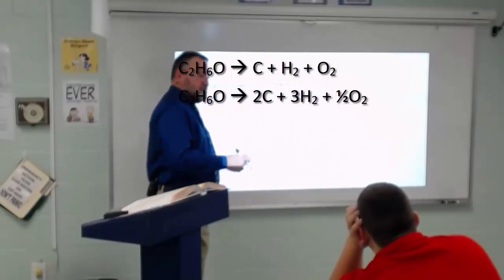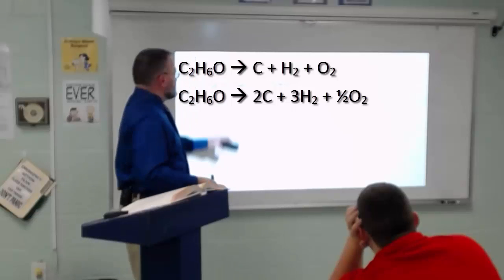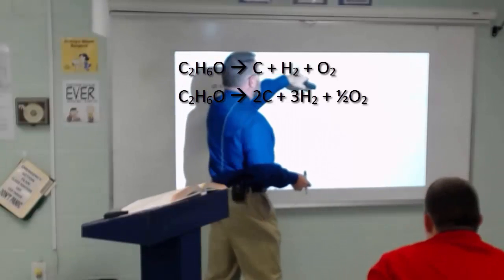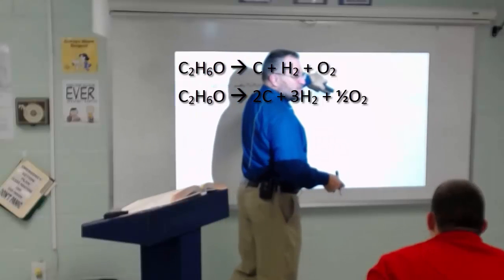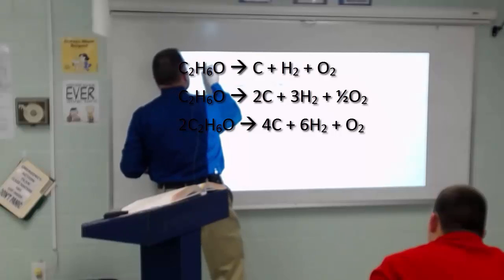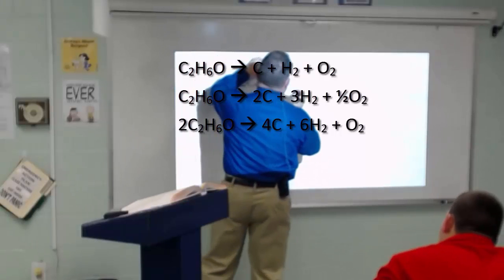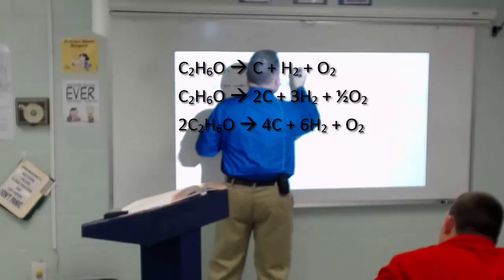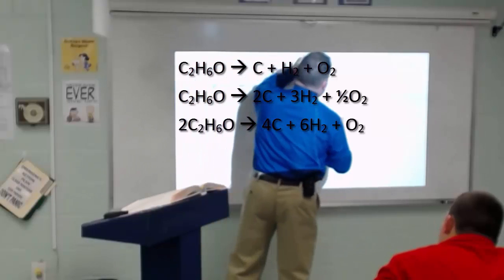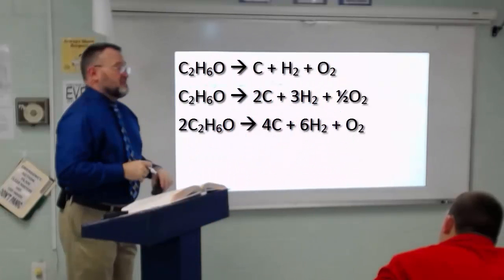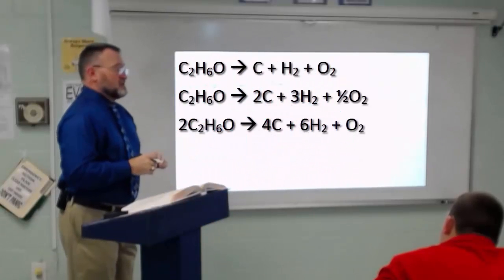Good. Multiply by 2 to get rid of the fractional coefficient. Since we have a whole number 1, whole number 2, whole number 3, and fractional 1/2, let's multiply everything by 2, which makes this 2 times 1 is 2, 2 times 2 is 4, 2 times 3 is 6, and 2 times 1/2 is 1. Now we have a balanced equation.